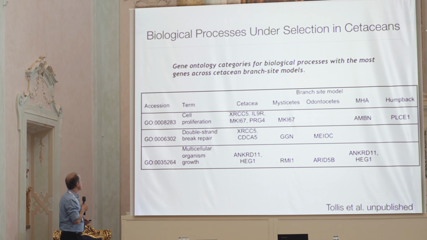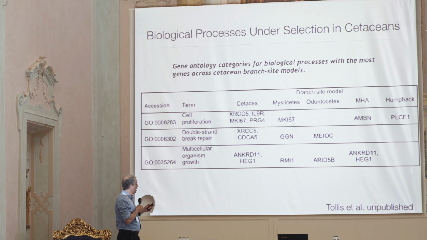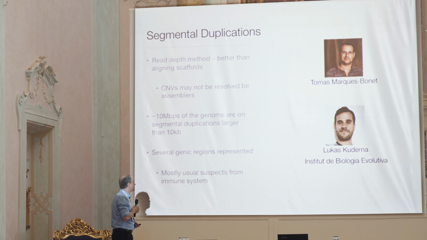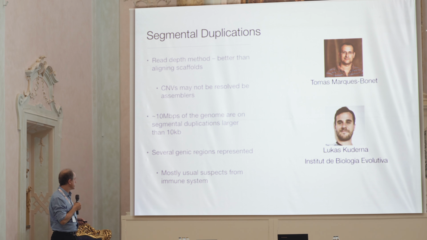So then you can put that into a GO analysis and identify various pathways or phenotypes that are evolving, having to do with cell proliferation and double-strand break repair. So that actually is similar to the results we're getting with elephants, just through a slightly different mechanism. We've teamed up with Thomas Marques-Bonet and his postdoc Lukas Kuderna to analyze the humpback whale DNA for copy number, segmental duplications and copy number changes.